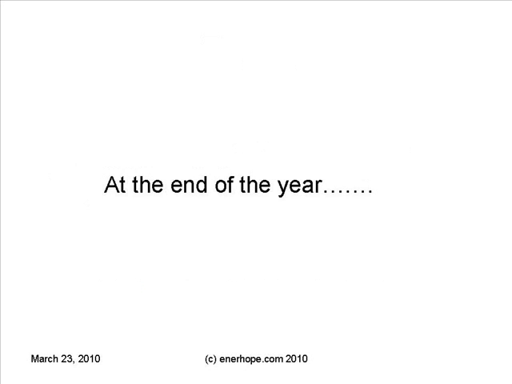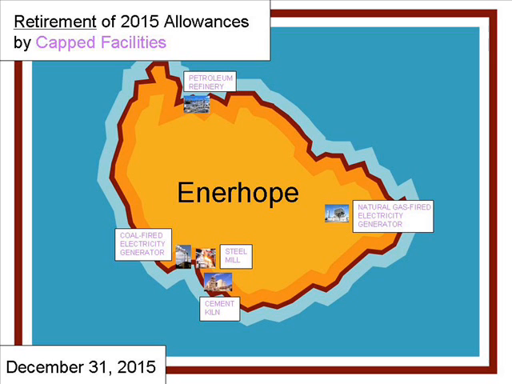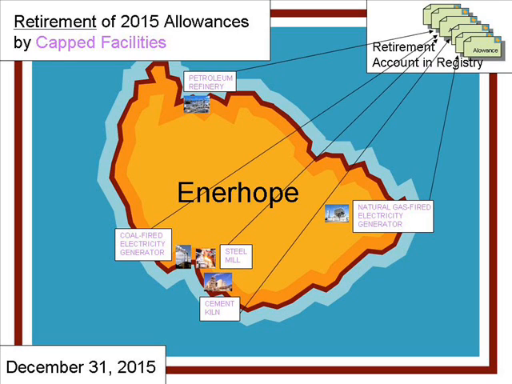At the end of the year, at the end of 2015, each capped facility is required by the regulation to report to the government its total annual direct greenhouse gas emissions. Then the capped facility must retire one allowance for each 1,000 tons of carbon dioxide equivalent that it emitted during the year.